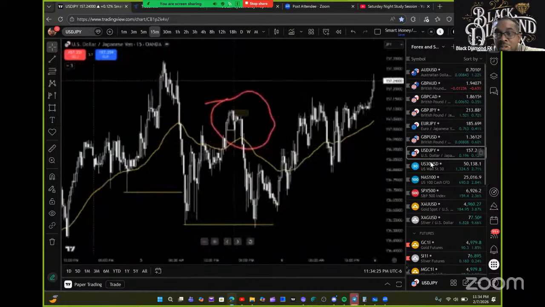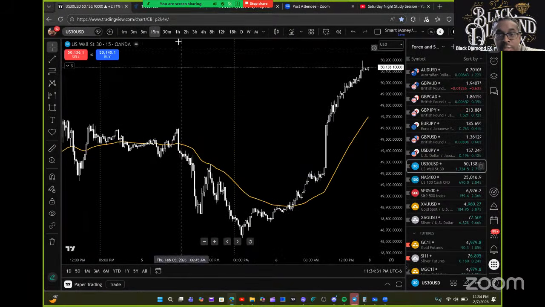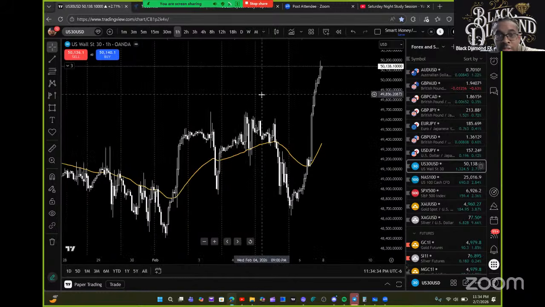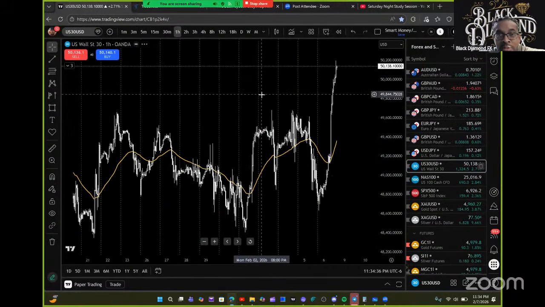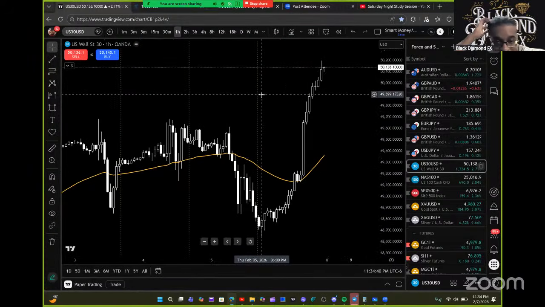US 30. I tell you what, let's look at US 30 on the 1 hour. US 30, what happened? I ain't gonna say not much, but nothing tradable, really.